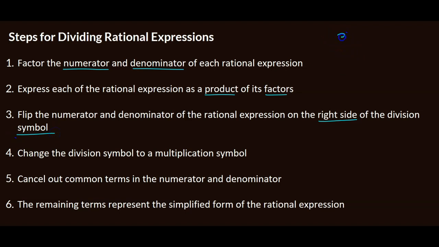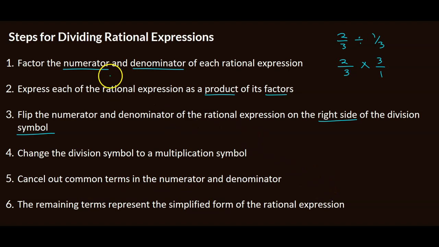Remember, if you had something like 2/3 divided by 1/3, what you would actually do is leave the fraction on the left alone. You're going to change this symbol to a multiplication, and then you're going to switch the numerator and denominator of the fraction on the right hand side, which becomes 3/1. So we're going to apply the same technique to rational expressions. And then once we're done with that, we're going to cancel out common terms in the numerator and denominator, and then whatever is left over is going to be the solution to the problem.